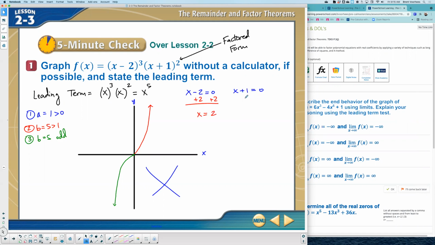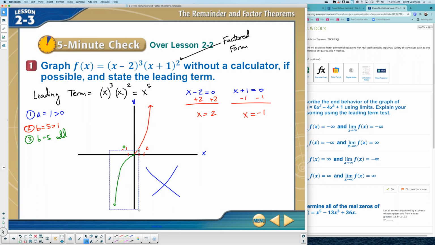What about over here? Subtract 1 from both sides. And we find out that x equals -1. That means this graph is actually going to cross through the x-axis at -1 and also at +2. But the first thing, the leading term, told us the graph should look like this. We just found it's going to hit at these spots. And then there was something else we learned.